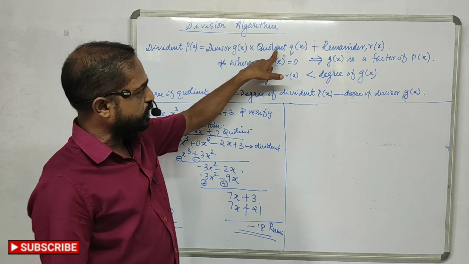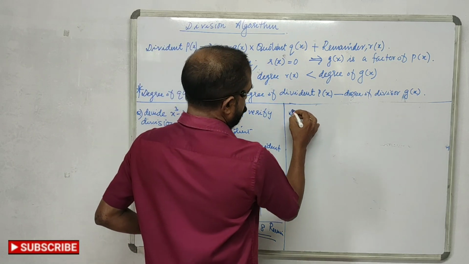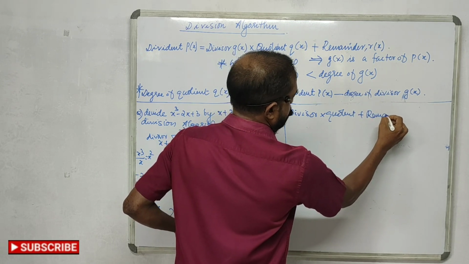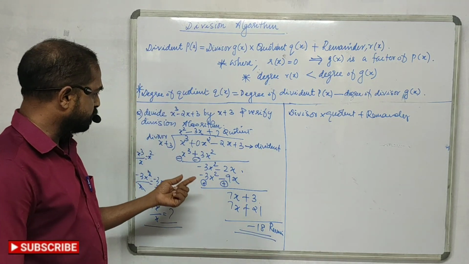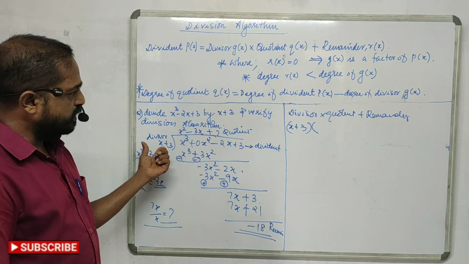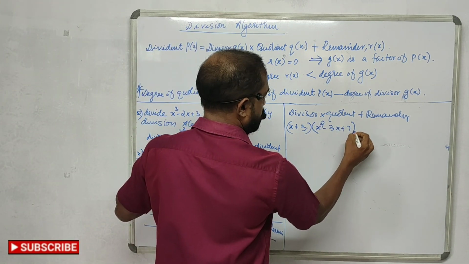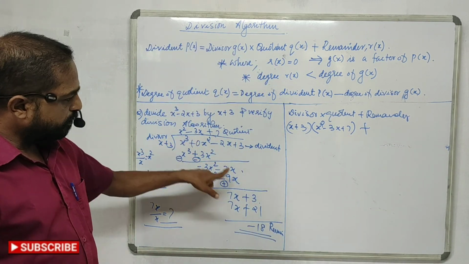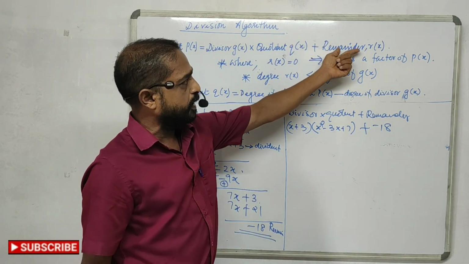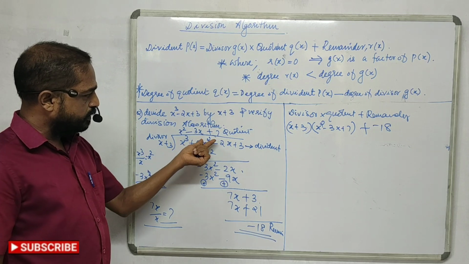Now let us find out divisor into quotient plus remainder and check whether it is equal to the dividend. So what is divisor here? Divisor is x plus 3 into quotient. What is quotient? Quotient is x square minus 3x plus 7, plus what is the remainder? Remainder is minus 18. So divisor into quotient plus remainder must be equal to the dividend. That is, on simplifying this you will get the dividend x cube minus 2x plus 3.